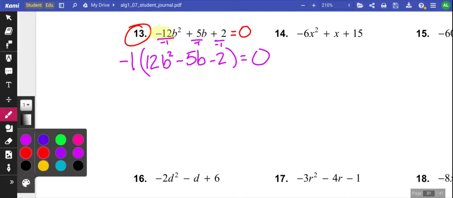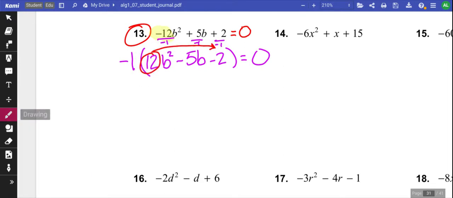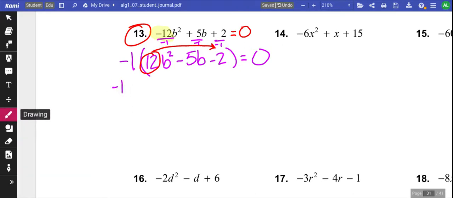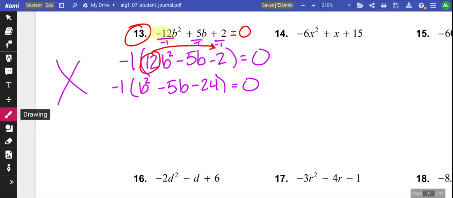So I'm going to slide that 12 over and multiply it with my negative 2. So I get negative 24. Now I just have b squared minus 5b minus 24. I've got to think for a second. What are my factors of negative 24 that add up to negative 5?